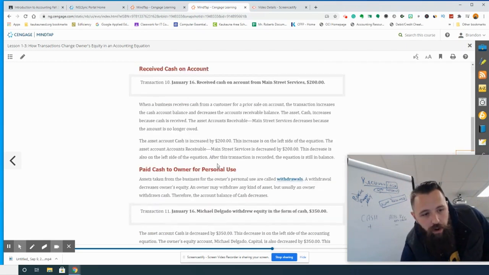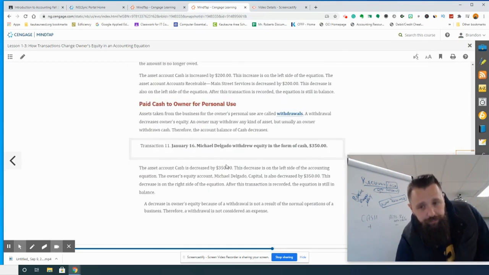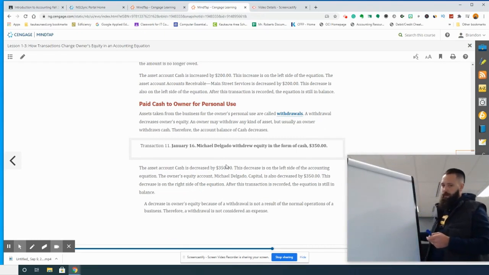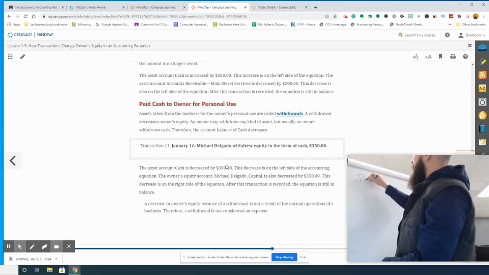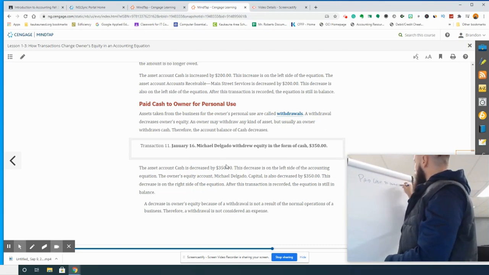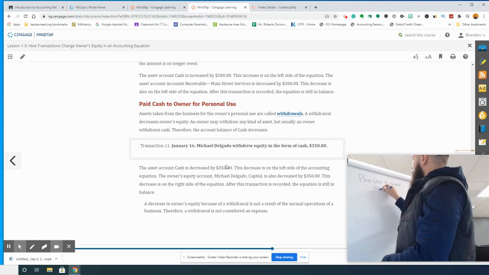And now we have one more transaction. And this one is a little different. It's paid cash to owner for personal use.